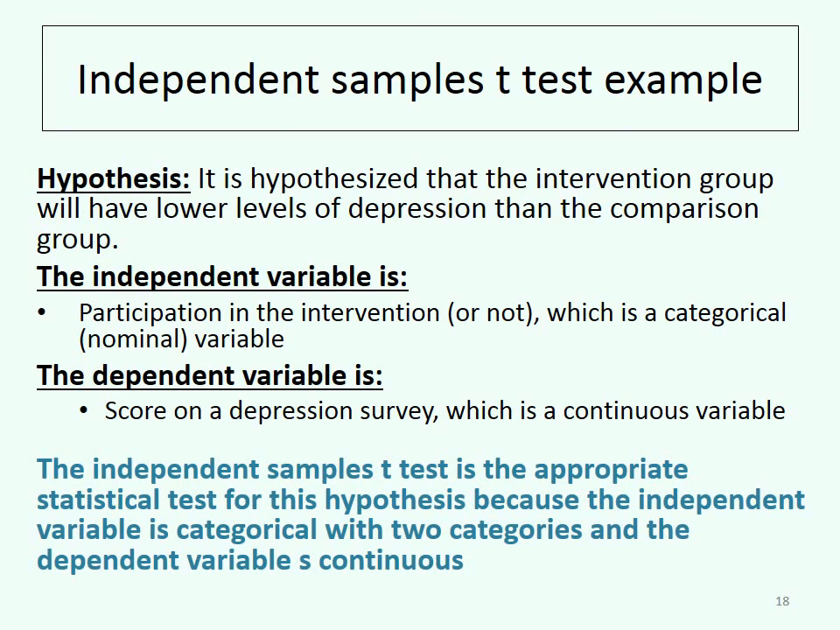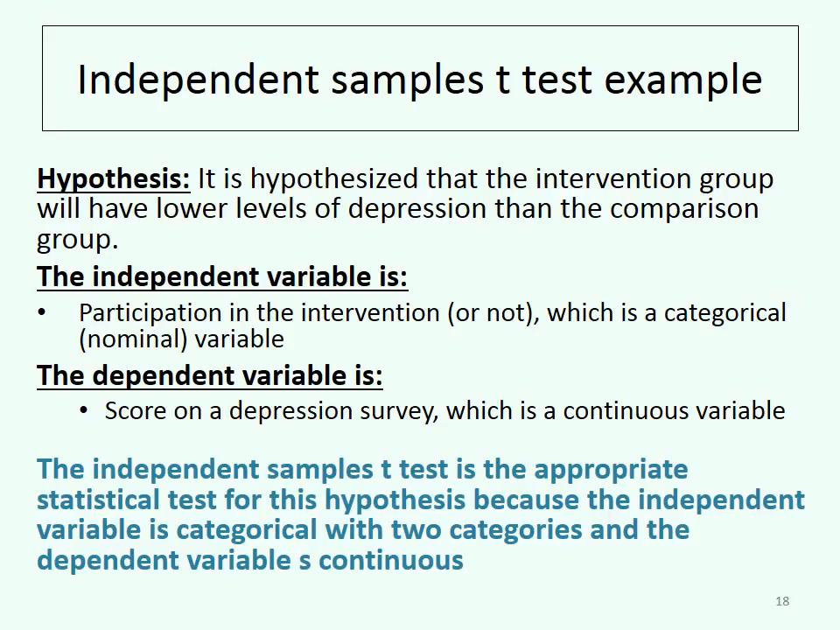So let's deconstruct this research scenario. The hypothesis for this research scenario is, it is hypothesized that the intervention group will have lower levels of depression than the comparison group. We expect that if older adults are participating in recreational activities, which include opportunities for increasing social networks, that this could improve mood and reduce depression.